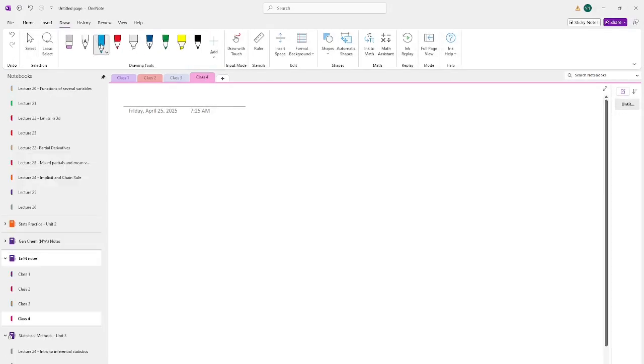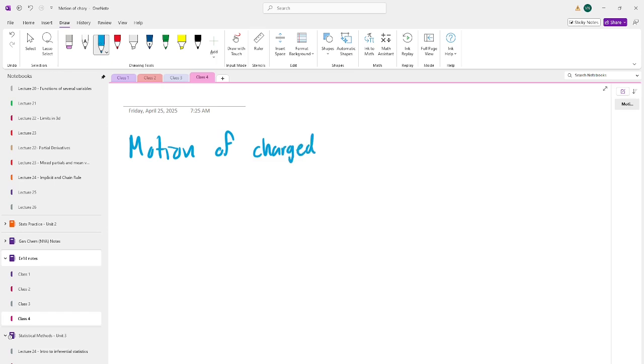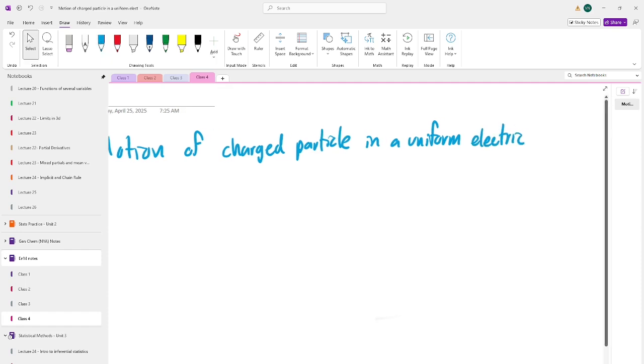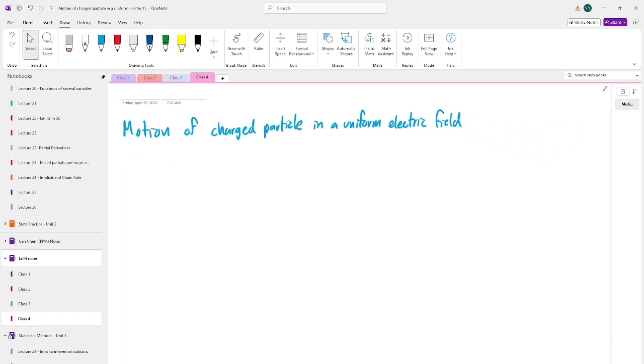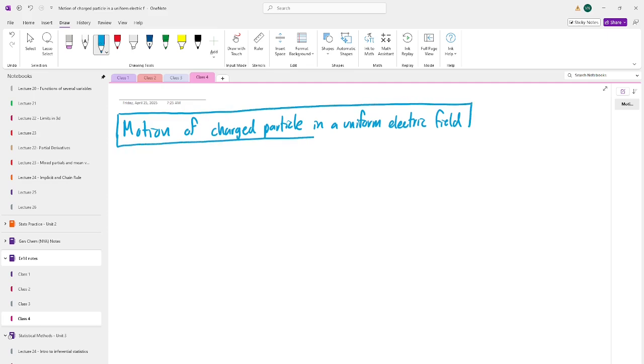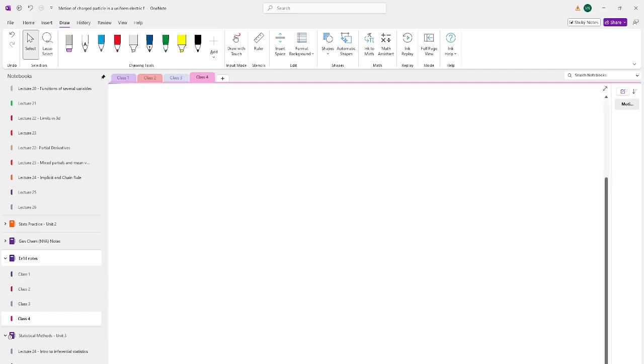So I'll title this section: Motion of a Charged Particle in a Uniform Electric Field. Okay.